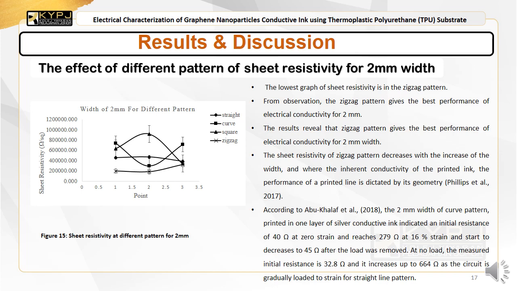According to Abu Khalaf, the 2 mm width of curve pattern printed in one layer of silver conductive ink indicated an initial resistance of 40 ohm at 0 strain and reached 279 ohms at 16% strain, and started to decrease to 45 ohm after the load was removed. At no load, the measured initial resistance is 32.8 ohm and goes up to 664 ohms as the circuit is gradually loaded to strain for the straight line pattern.